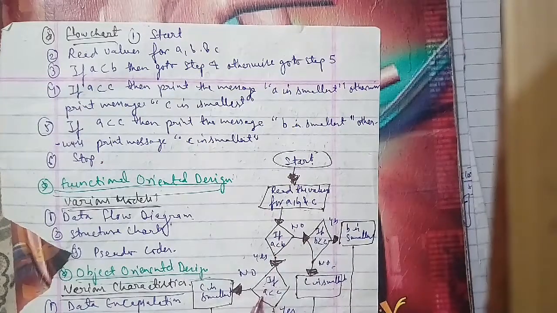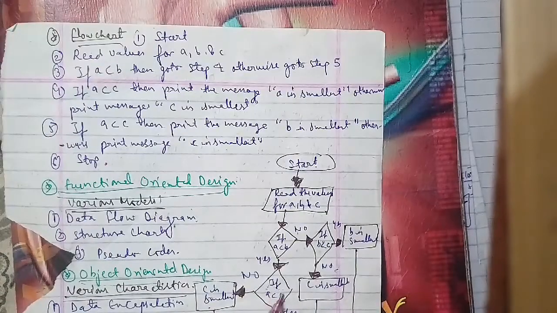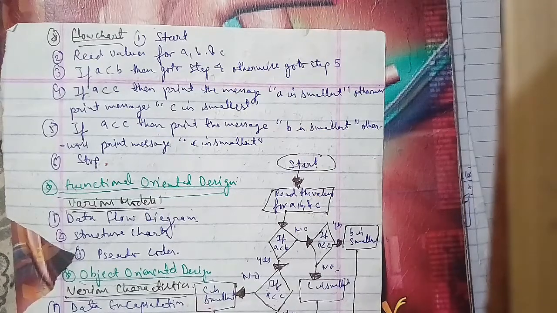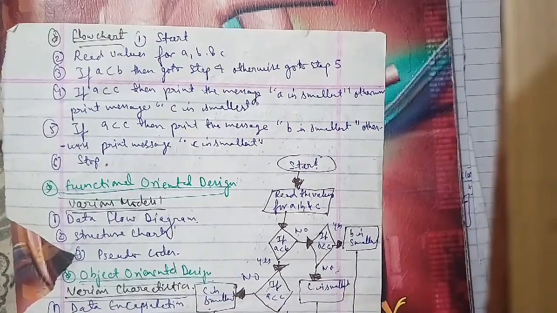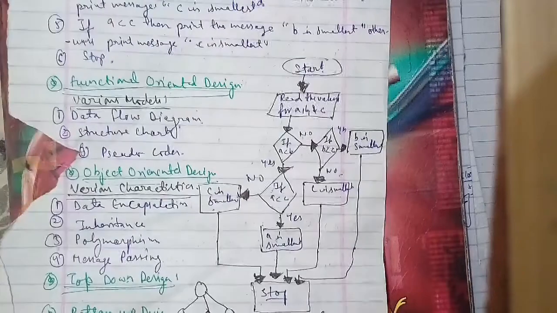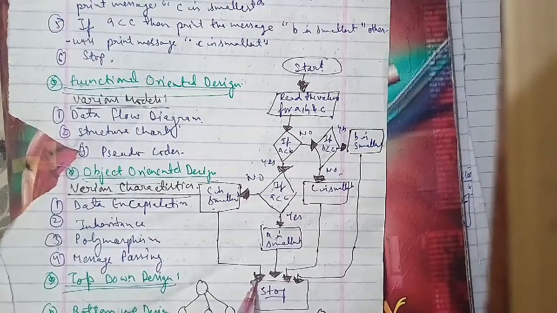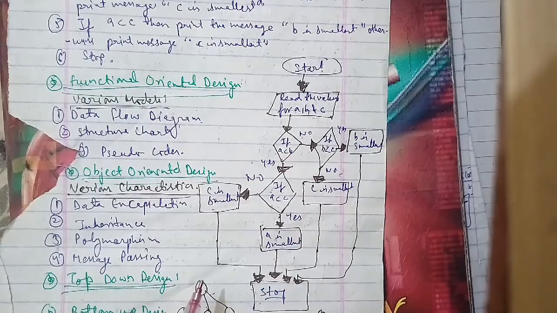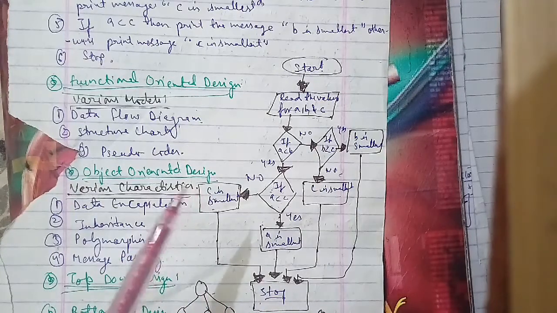Now we'll go ahead and talk about the design strategies. In terms of design strategies, explain the following with an example. The first is functional oriented design, which has been asked for 10 marks. Then they asked about object oriented design, and the others are top down and bottom up design as well. So we'll discuss that here in detail.